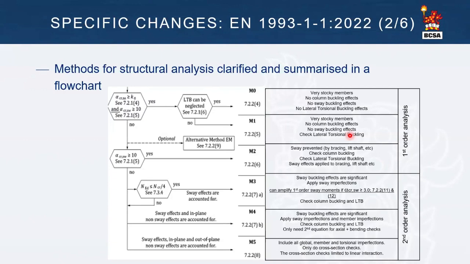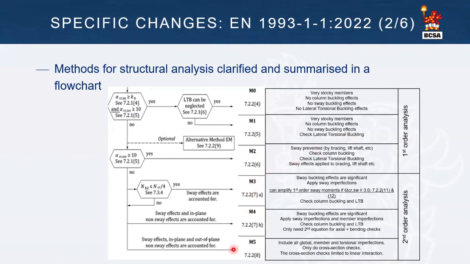So column buckling, lateral torsional buckling of columns and beams, and the sway effects defined in the code as sway forces. This will be applied to the lift shaft or the stiff brace bay, whichever it is.